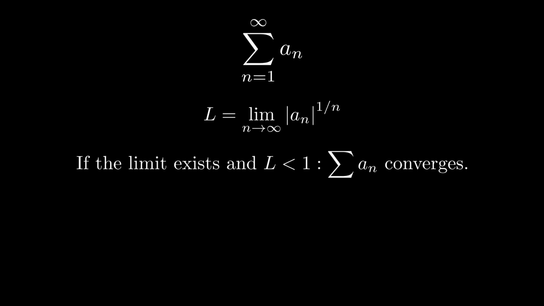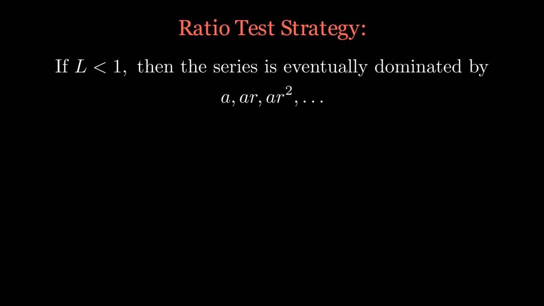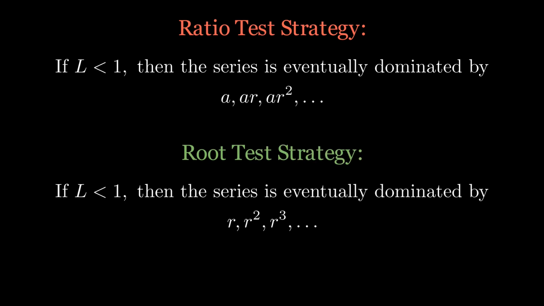If that limit exists and is strictly less than 1, then the original series converges. If it's strictly greater than 1, then it diverges. The key to understanding the proof of the ratio test was the insight that if our limit is less than 1, then the series is eventually dominated by a geometric series of the form a times r squared, etc. For the root test, we'll see that if our limit is less than 1, then our series is dominated by an even simpler geometric series, one given by r squared, r cubed, and so on.